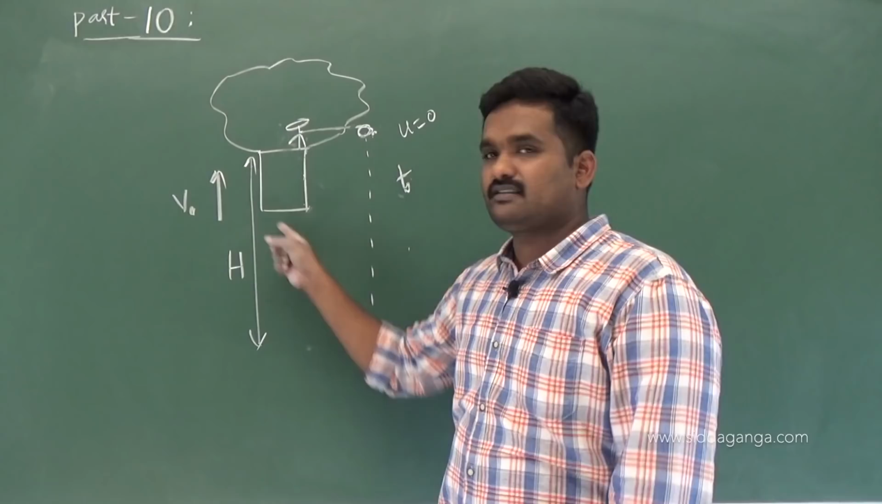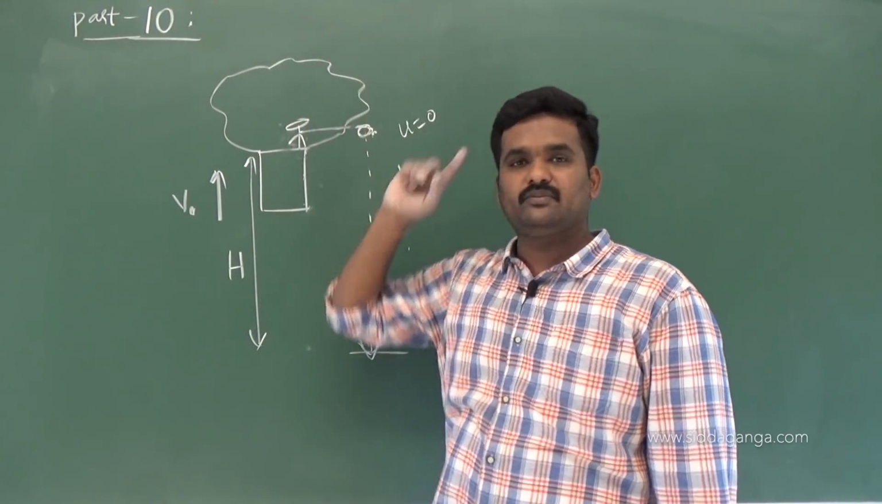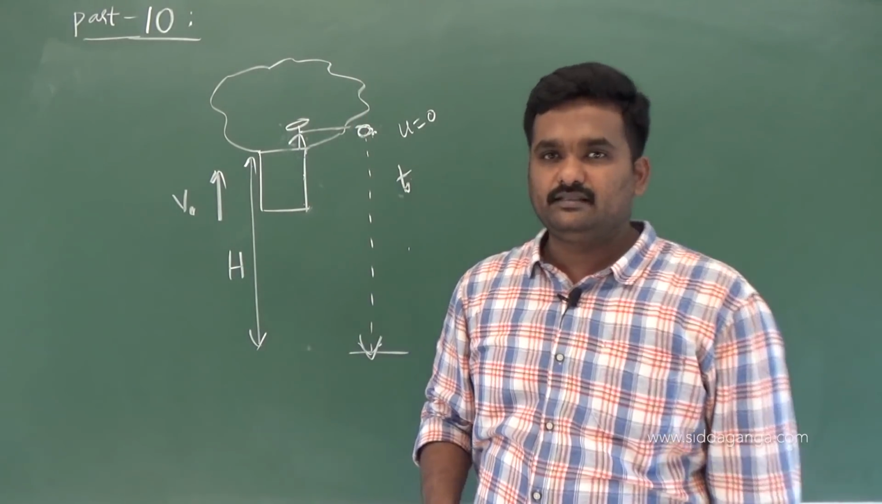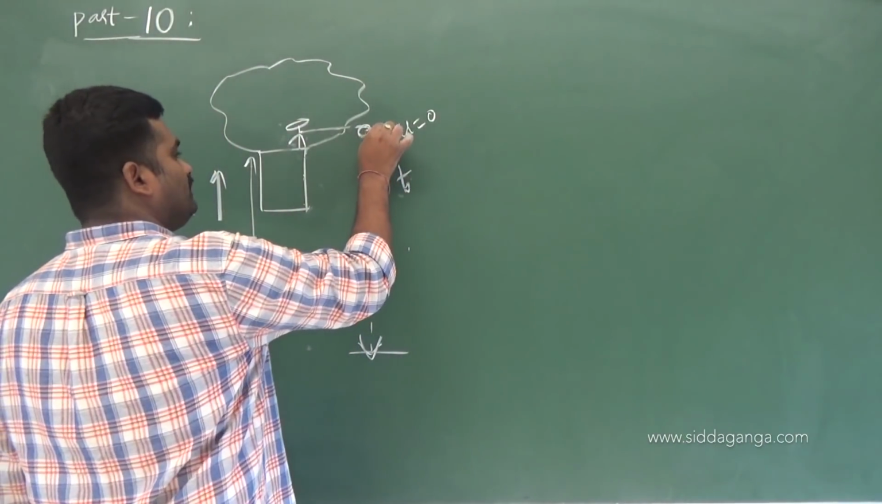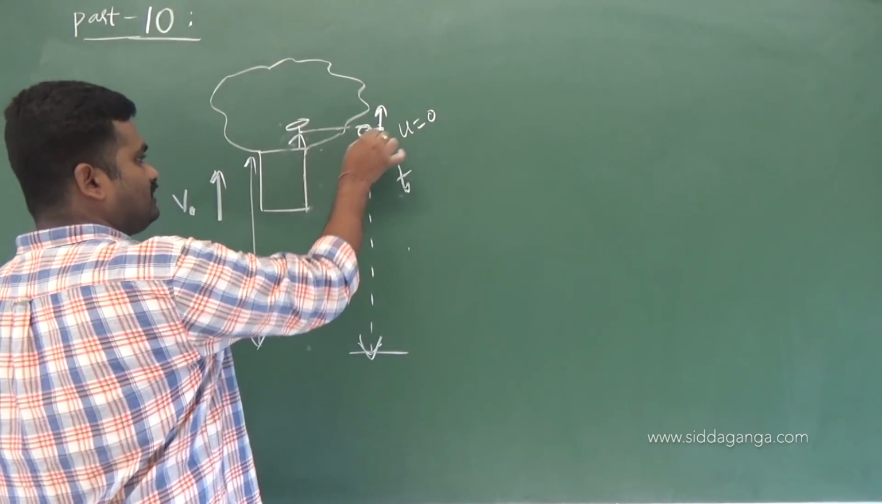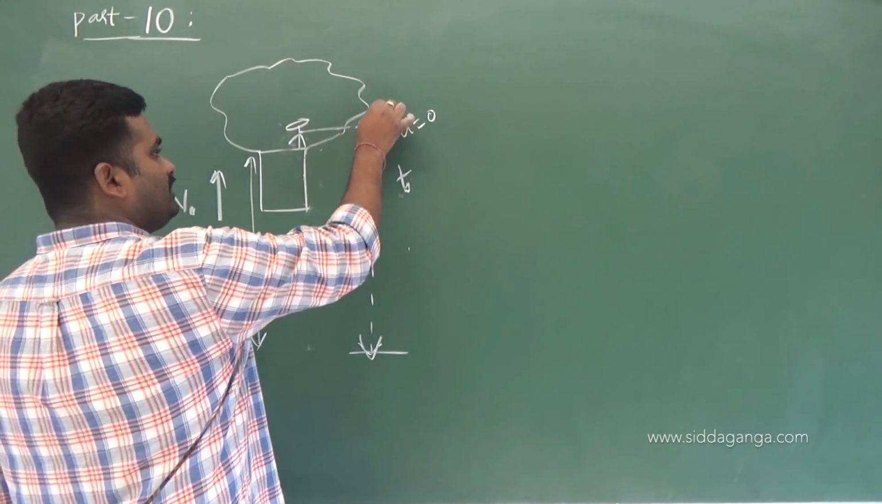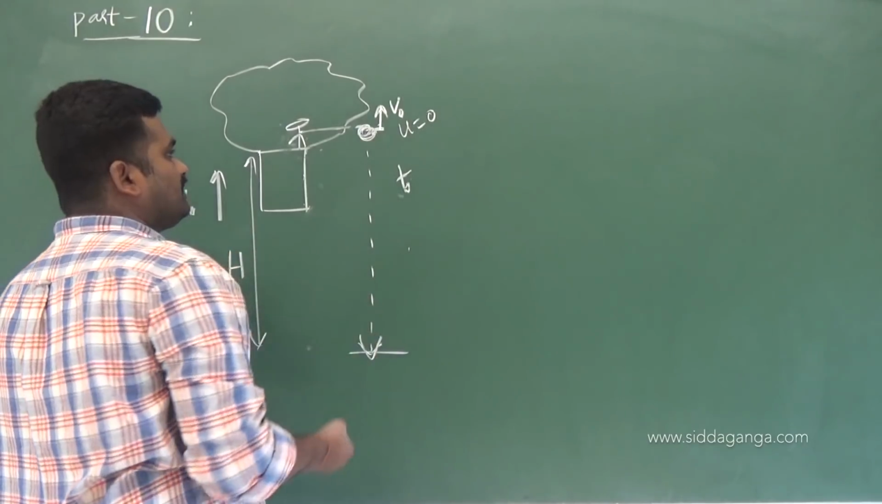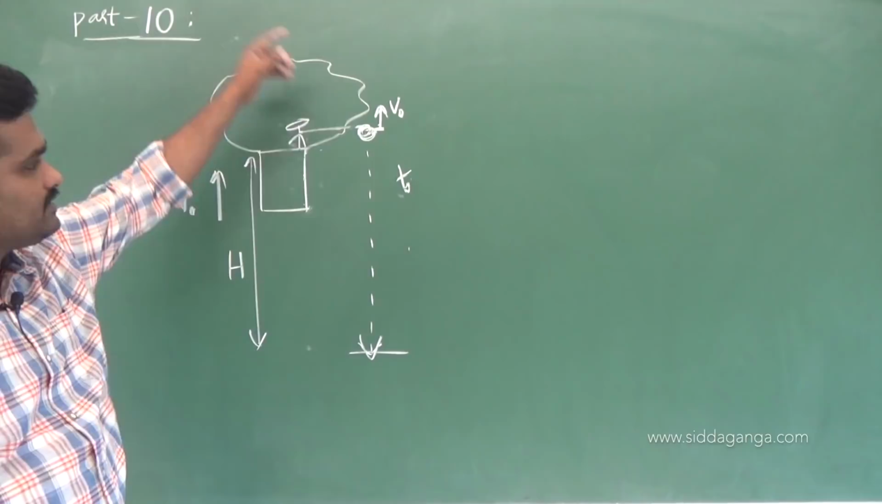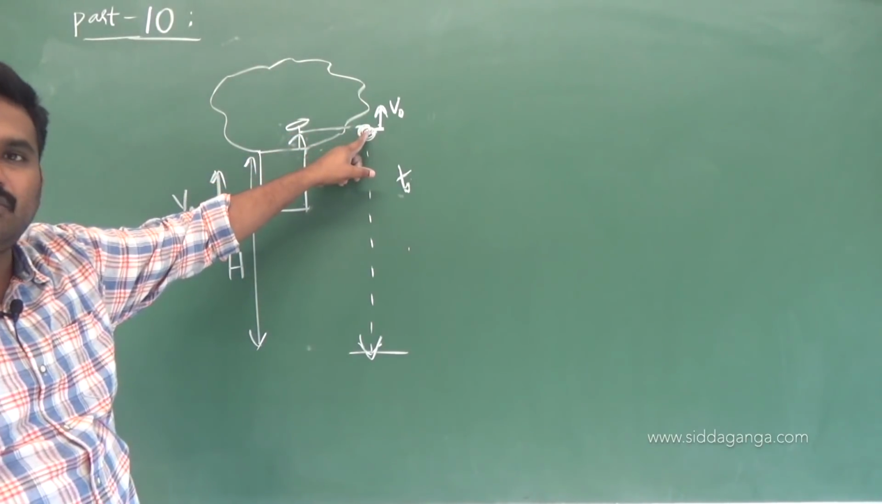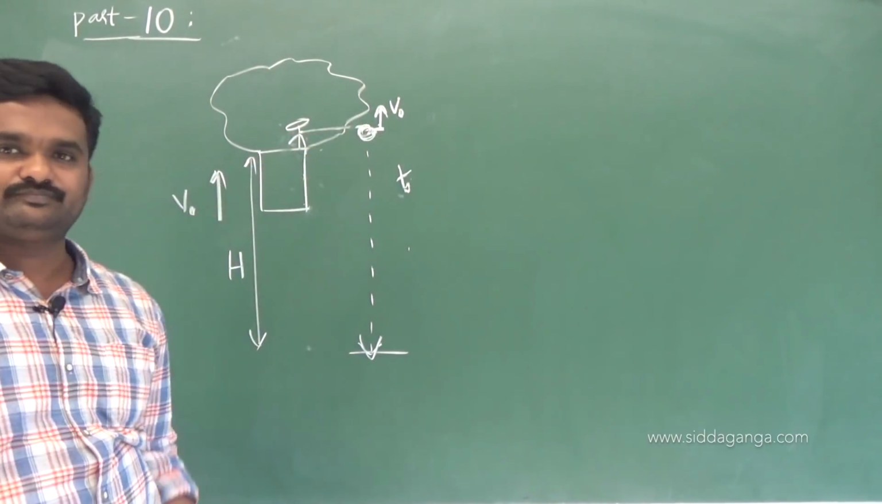That system is not at rest. That system is moving, rising up with certain velocity. Then even though it is dropped freely, this balloon will rise along with this stone which has been dropped, and the stone will be given this velocity v naught. Remember this: with what velocity the balloon is rising up, the same velocity will be given to the ball which is going to be dropped from the balloon.